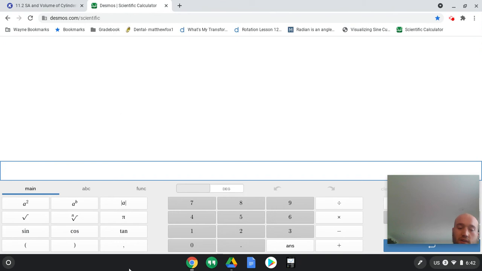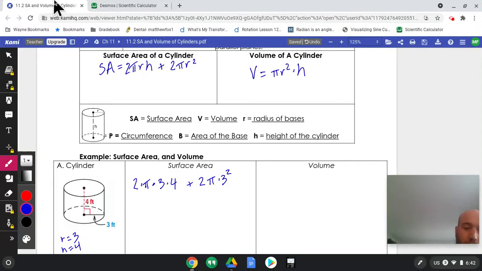Okay, now, once again, I don't expect you guys to do these in your head. Okay, use your calculator. Go to desmos.com/scientific. 2 times pi times 3 times 4. You get 75.398. So if we round up, that actually becomes 75.40.